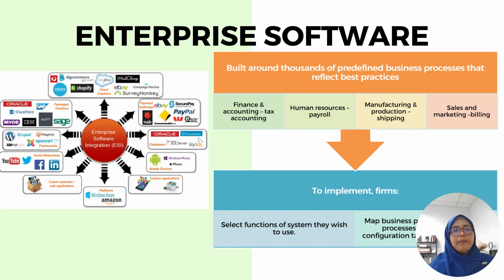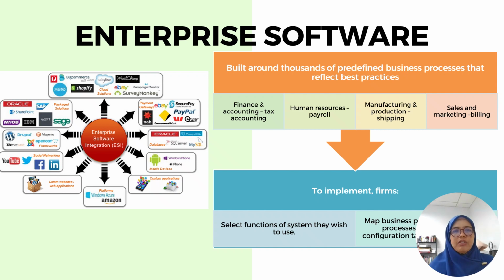The next one will be the enterprise software. It is built around thousands of predefined business processes that reflect best practices. Under the enterprise software, we cover all the four divisions that I mentioned before: finance and accounting, human resources, manufacturing and production, and sales and marketing. For finance and accounting, it will include tax accounting, general ledger, accounts payable, accounts receivable, fixed assets, and financial reporting, etc. Everything that is related to finance and accounting.